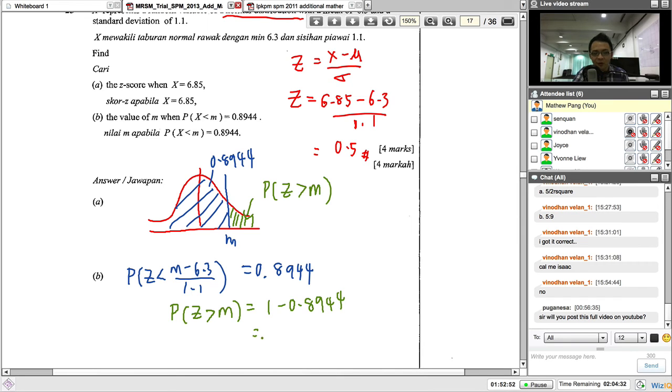So over here, I can use 1 minus 0.8944. Then I will get 0.1056. So then you have to find the table.